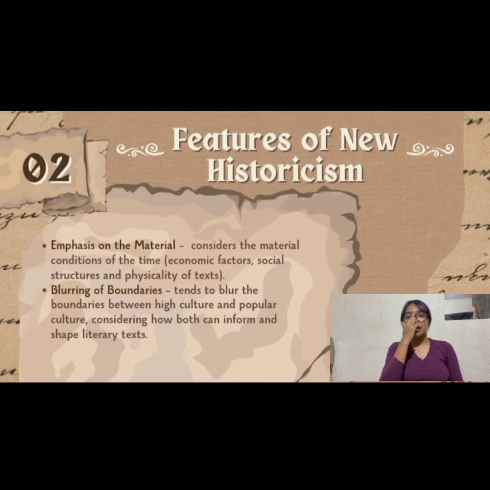Ninth is the material conditions of literature. New historicism considers the physical and economic realities of literature: how texts were produced, who had access to them, and how they were distributed. This can reveal power dynamics in publishing and censorship.